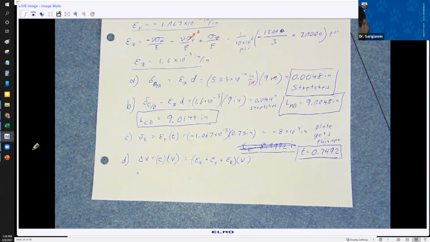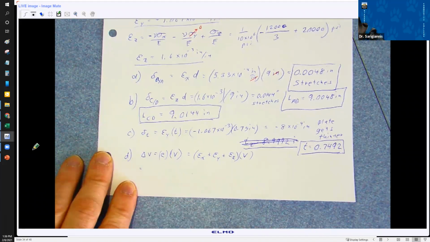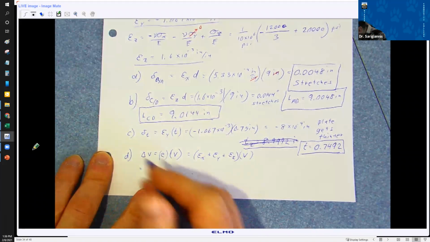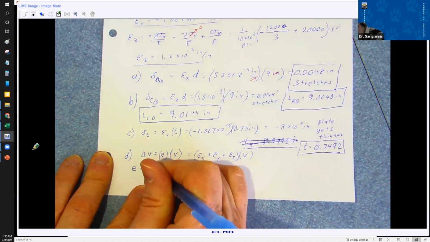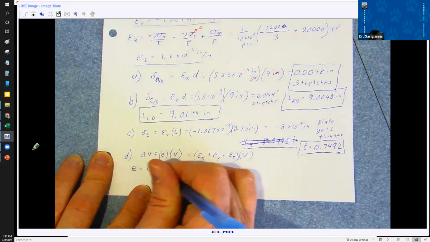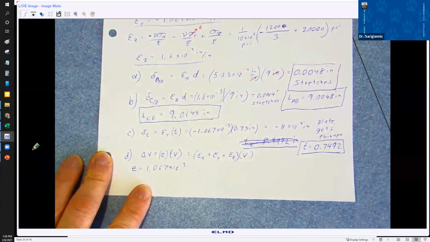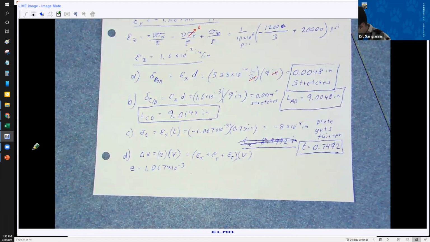I'm trying to figure out how I'm going to fit this on one page. You have the numbers up there, so I'm just going to sum up e for you. e is equal to, basically, 1.067 times 10 to the minus third. Yeah, that one is really small.